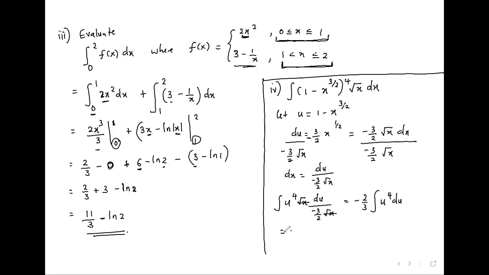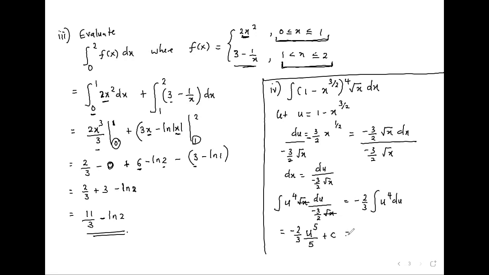So we get minus 2 over 3. That one, I thought it's supposed to be negative 3 over 2. You've written 2 over 3. Yeah, because it's in the denominator, so I can flip it. Oh, okay. Yeah, so it will become 3. So u^5 over 5 plus c.